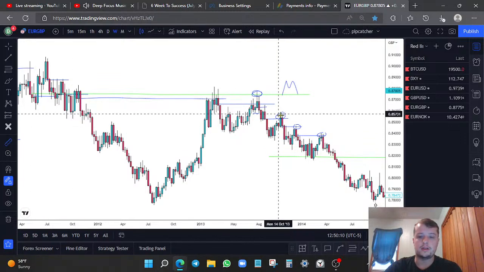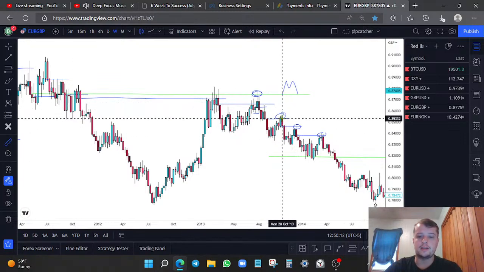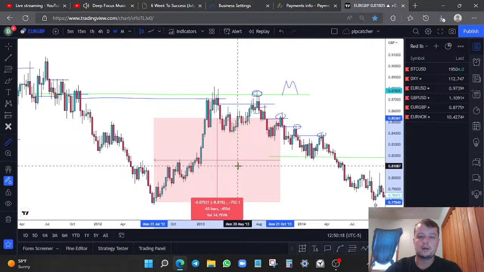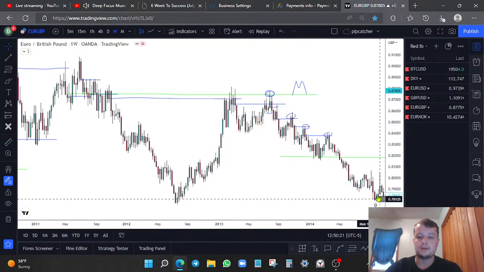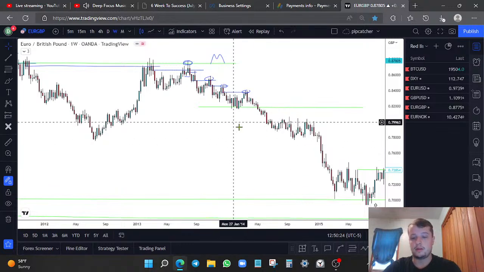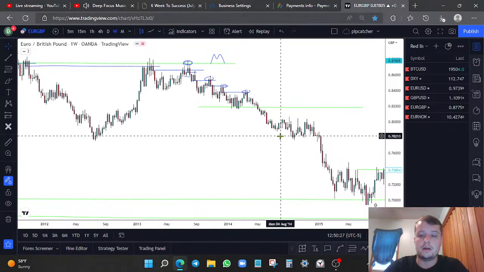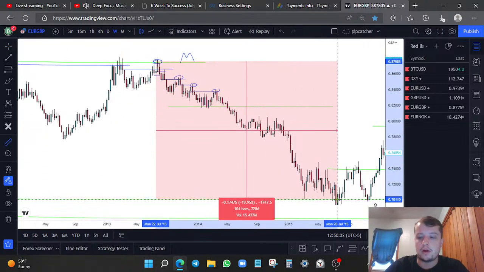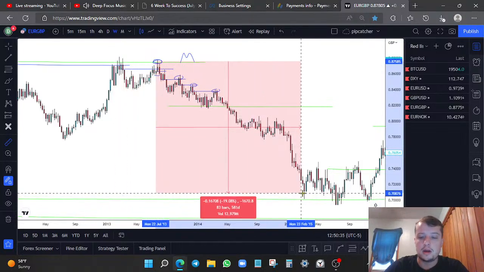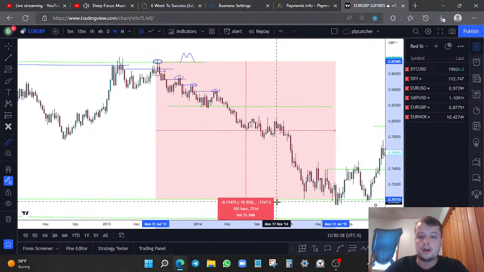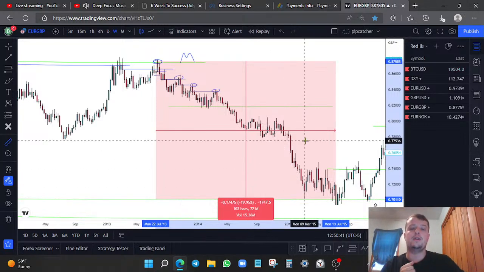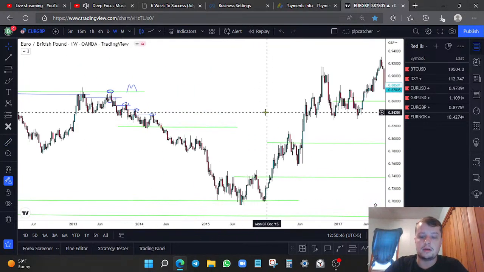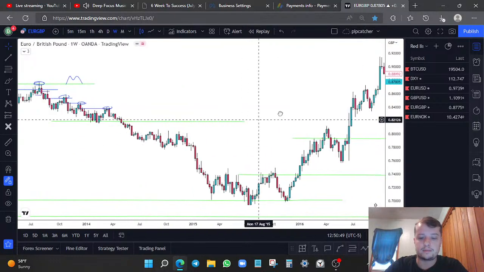So let me see what it is from this first realistic setup to this low. 750 pips plus. That went even further than expected. But from that monthly point of interest, all the way down to the other monthly point of interest, you're at 1,750 pips. So that's pretty crazy. All right, let's look at the next weekly or monthly point of interest here.